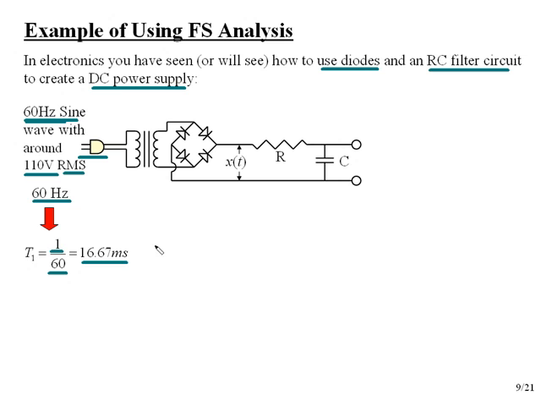So our fundamental period, I don't know quite why I called it T sub 1, but we'll see as we progress through this if I use a different subscript. I think I did, actually, yeah. We have a different subscript later on. So we have a sinusoid whose period is 16.67 milliseconds.